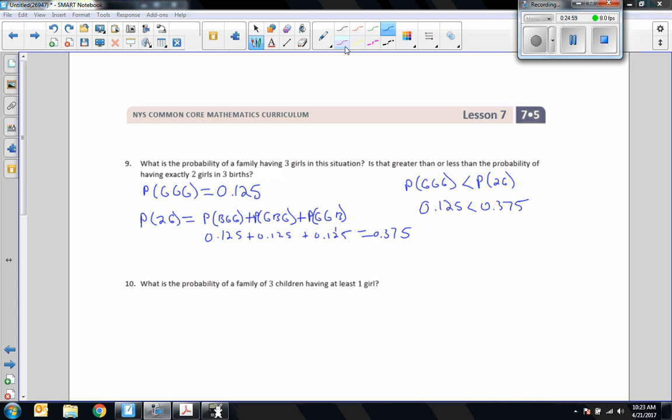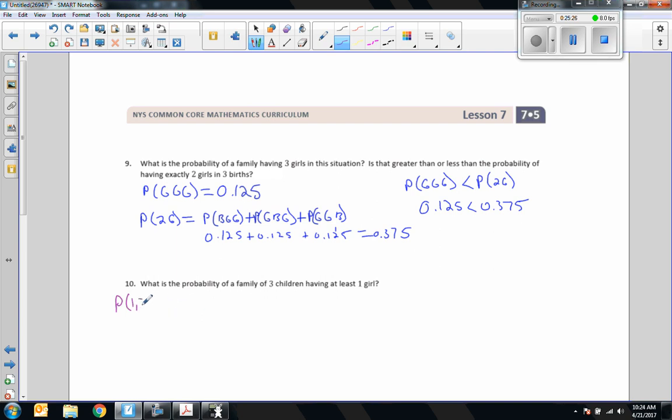Next question says, what is the probability of a family of 3 children having at least one girl. Having at least one girl. Probability of having at least would be 2 or 3 girls. Okay. Probability of 2 or 3 girls. At least one. So at least one, that would also be 1. Okay, so it's not 2, 3.